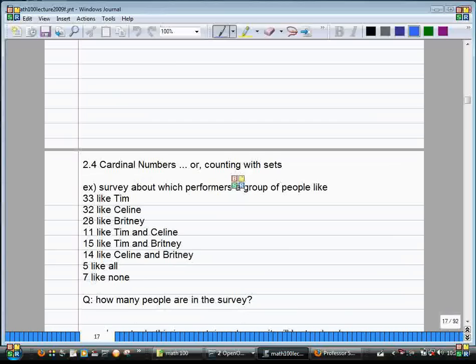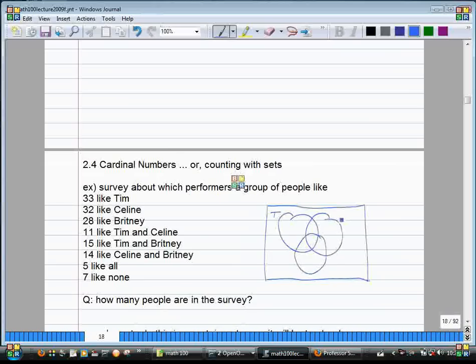So sure, we'll put TCB there. Let me actually write this down here. So we're going to make a Venn diagram. TCB. Now, what can I fill in immediately? 5 like all. And where does that go? That goes dead in the middle. And notice that that's great because there's no confusion about where that 5 goes. And the 7 for none, we know exactly where that goes.